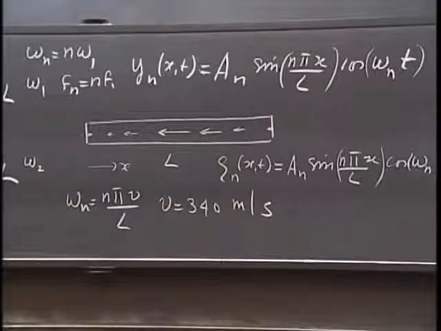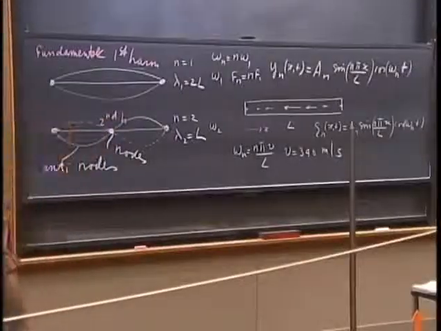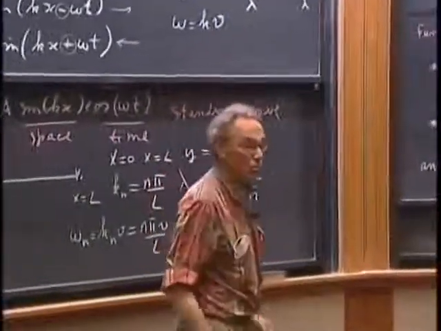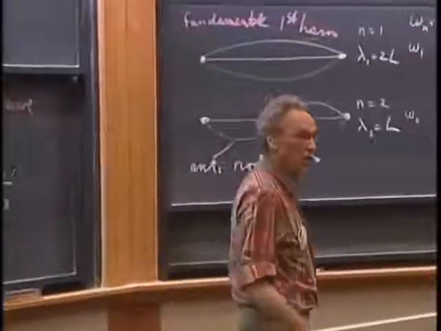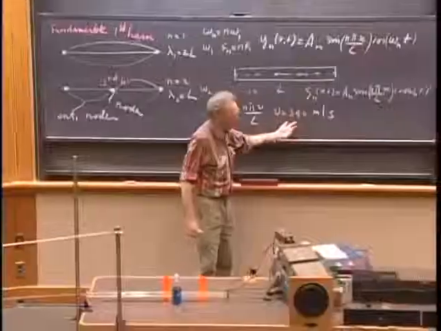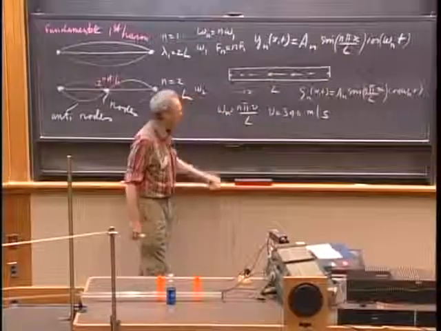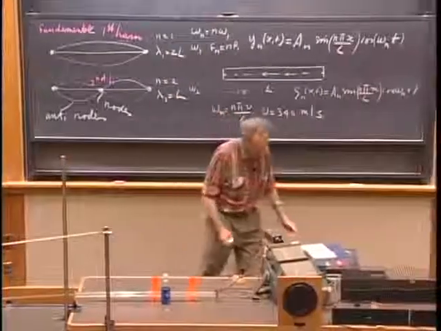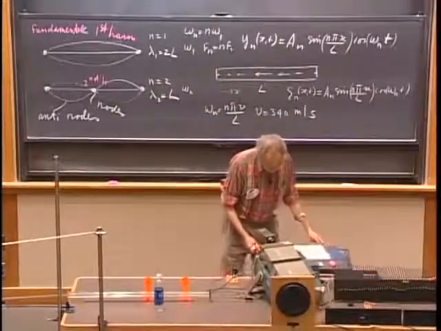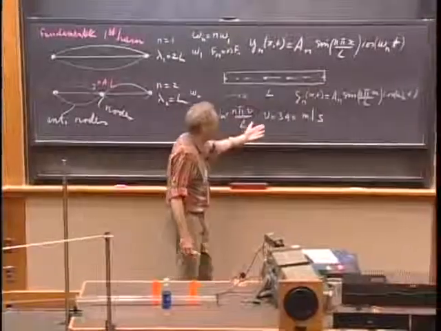Whereas with string instruments, you can manipulate v, and you can change T and mu. You can make the tension in the strings larger or smaller. You do not have such an option with wind instruments. The only thing you can play with is L. So this is the approximate speed of sound.